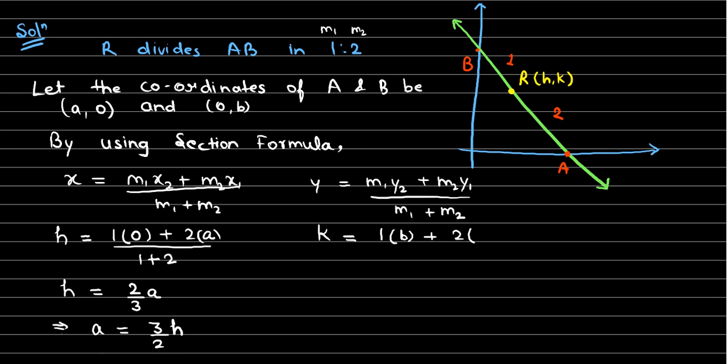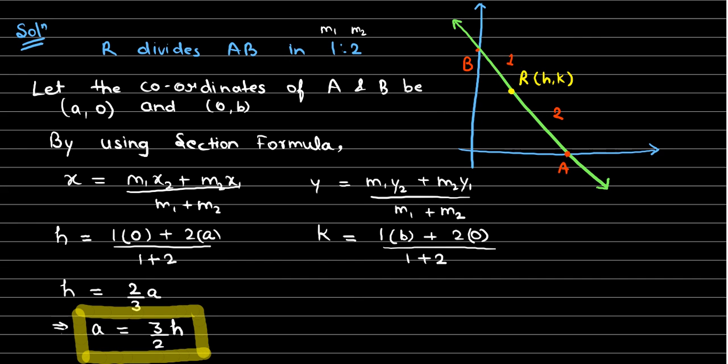On the other hand, if I will come to the other side, this will be 1 times B plus 2 times 0. And here, 1 plus 2. So, K is equals to B by 3. That means the value of B is equals to 3K. So, once we get the value of A and B, now that means they are basically the x-intercept and the y-intercept. So now, can we write the equation of line?